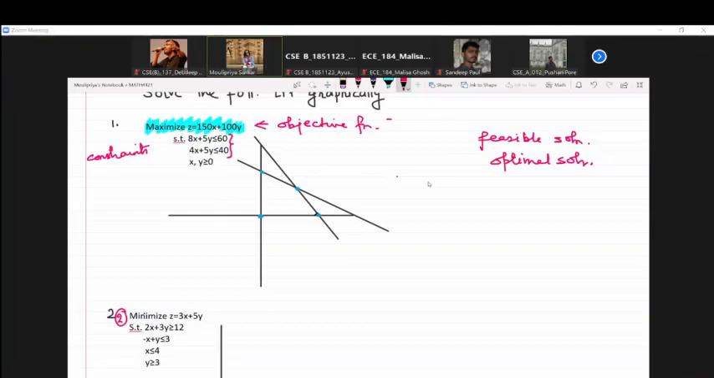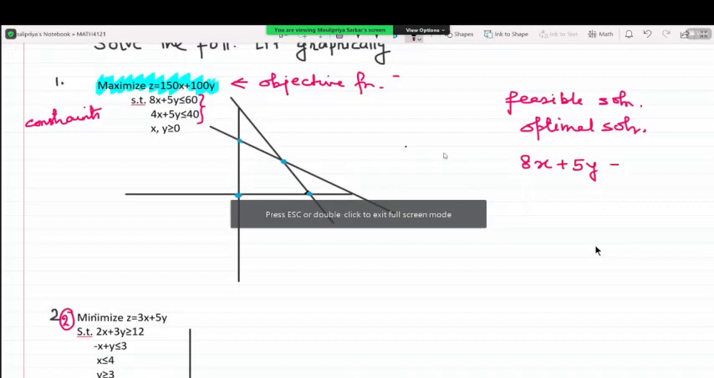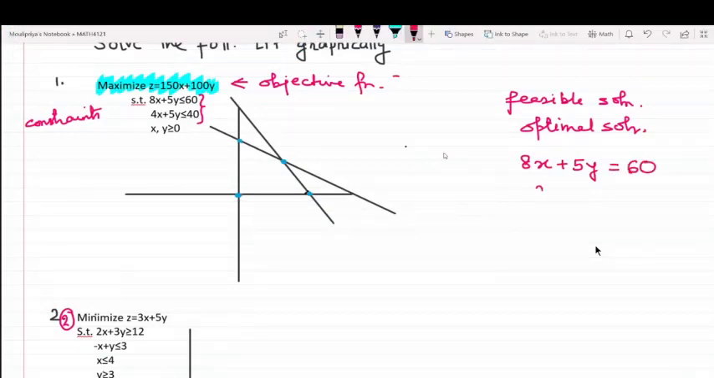Write the equations as equations, that is, make it 8x plus 5y equal to 60. Then further write it in intercept form, that is x by 60 by 8 plus y by 60 by 5 equal to 1. I think drawing the lines would be easier.